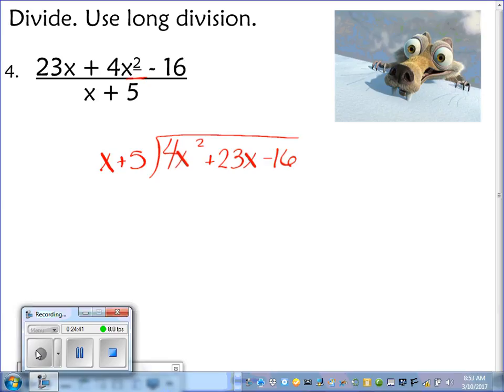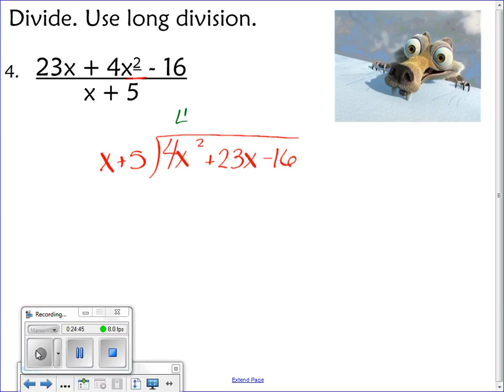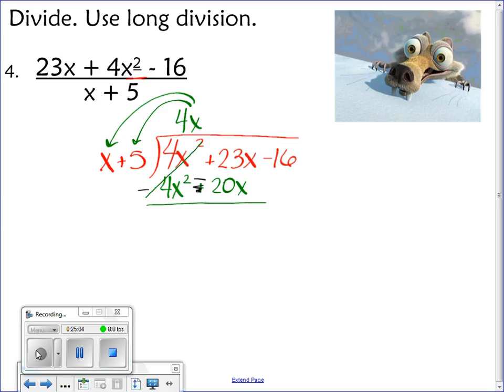All right. What do you multiply x to get 4x squared? 4x. Multiply 4x times x. 4x times 5. Don't change your signs as you go. Do it here. So we change our signs. First term should always cancel. 23x minus 20. Bring this part down, and we start again.